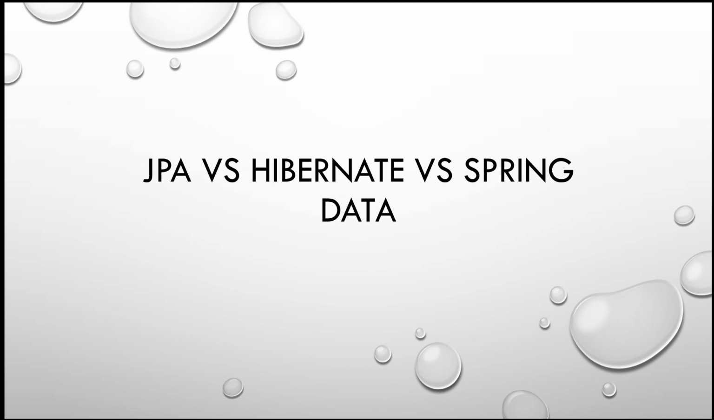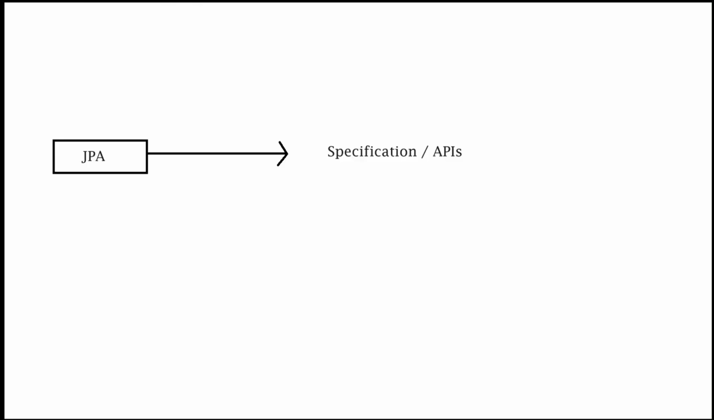Hello everyone. Today we'll discuss the difference between JPA, Hibernate and Spring Data. First, we'll discuss JPA. JPA stands for Jakarta Persistence API, also known as Java Persistence API.